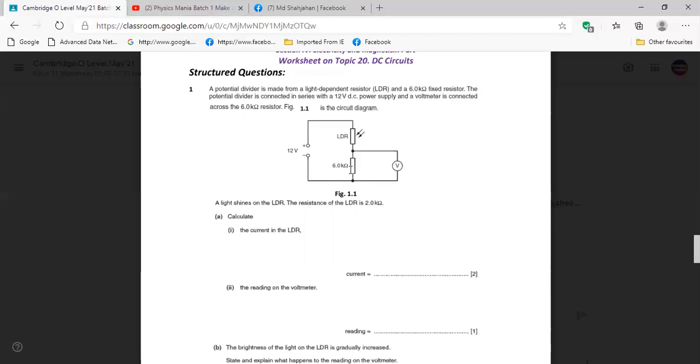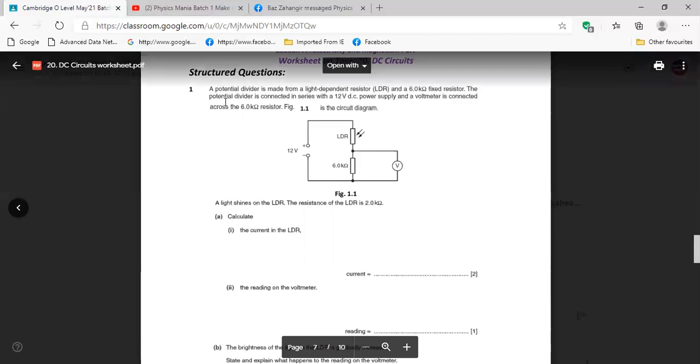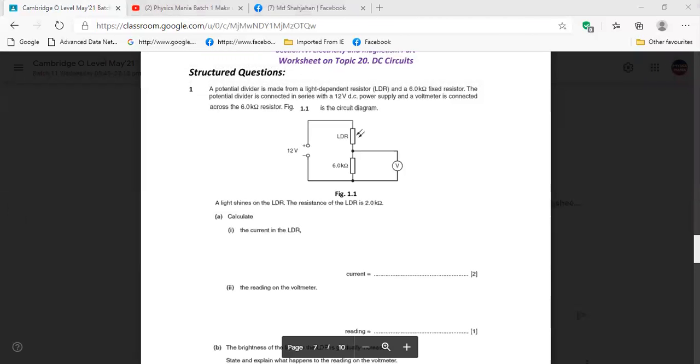Okay, then next. Yeah, please read. Question number one. A potential divider is made from a light-dependent resistor and a 6 kilo ohm fixed resistor. The potential divider is connected in series with a 12-volt DC power supply, and a voltmeter is connected across the 6 kilo ohm resistor. A light shines on the LDR. The resistance of the LDR is 2 kilo ohm. Calculate the current in the LDR.